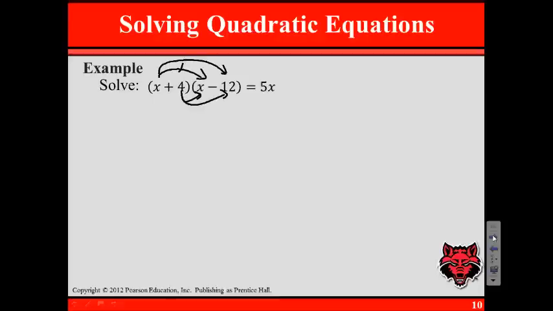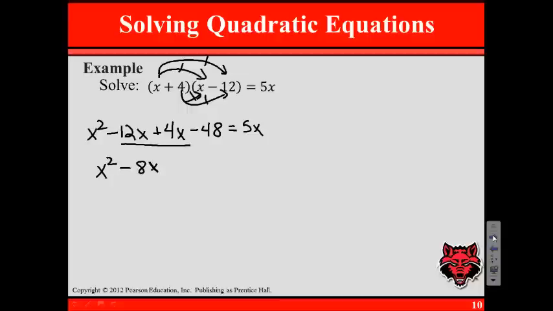The first product, x times x, is x squared. The outer product, x times negative 12, is negative 12x. The inner product, 4 times x, is 4x. And the last product, 4 times negative 12, is negative 48. We combine like terms on the left-hand side. That gives us x squared minus 8x minus 48 equals 5x.